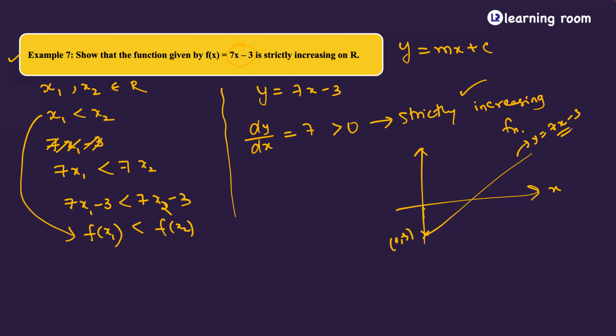So clear with both the methods? Actually, three methods. One is the first definition, second is differentiation, third is graphical analysis. So this is actually three ways of solving. Right? Shall I proceed?